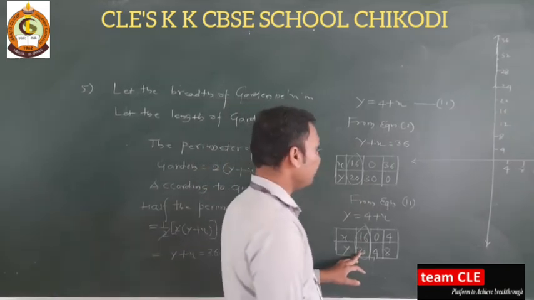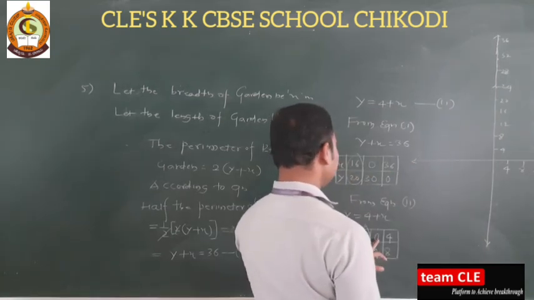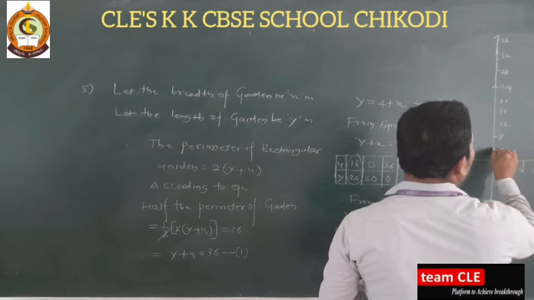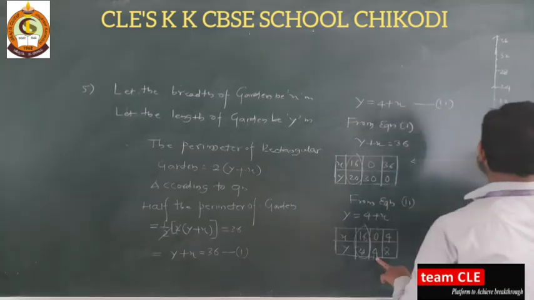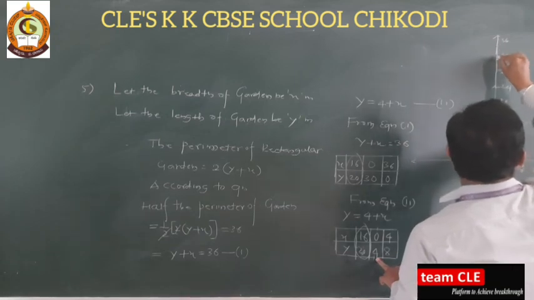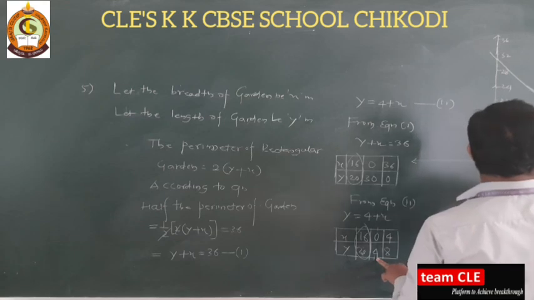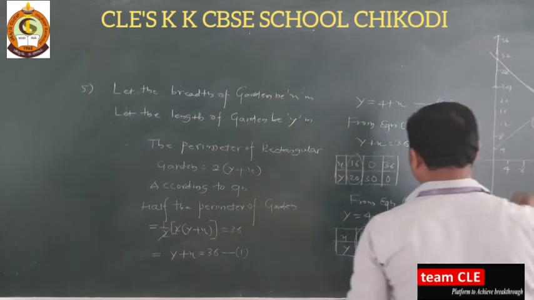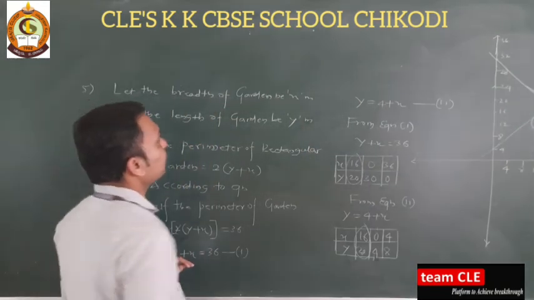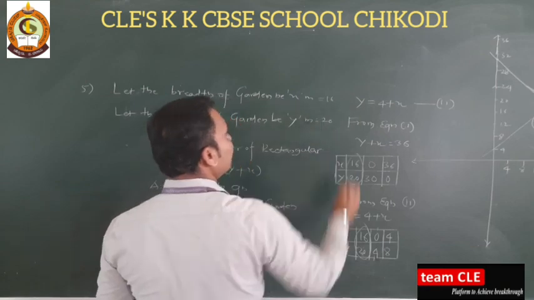Next, for x is 16, y is 20, similarly one point will be here. Next again x is 0, y is 4, will be here. So this we can draw like this, and one more line from here to here we can draw, and it will intersect at the point 16 and 20. x is equal to 16, y is equal to 20. So breadth is 16 and length is 20.